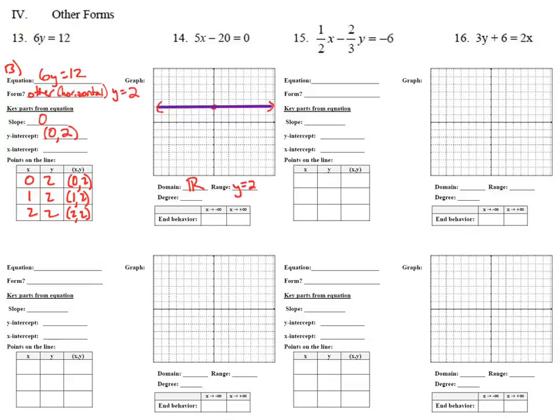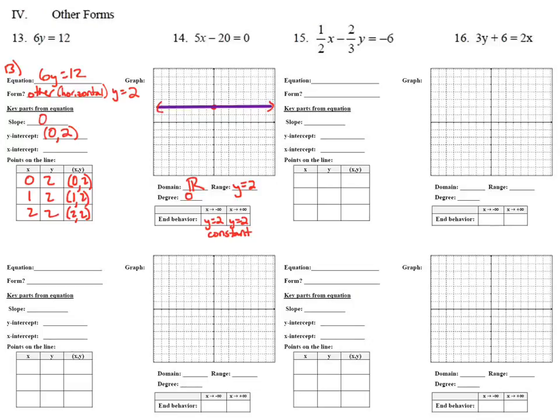So with that horizontal line, the slope of 0, the degree is 0. And for end behavior, you can either write constant or just say that y is equal to 2. Our y value does not change.